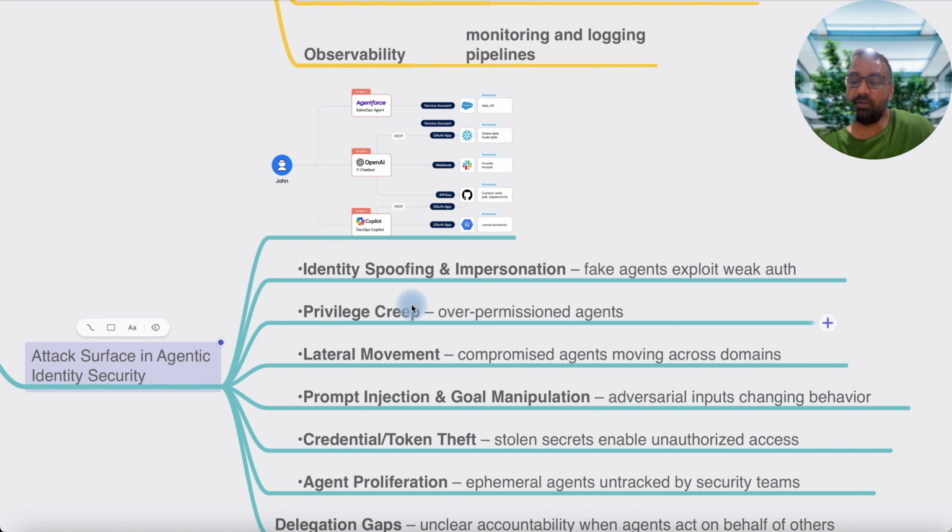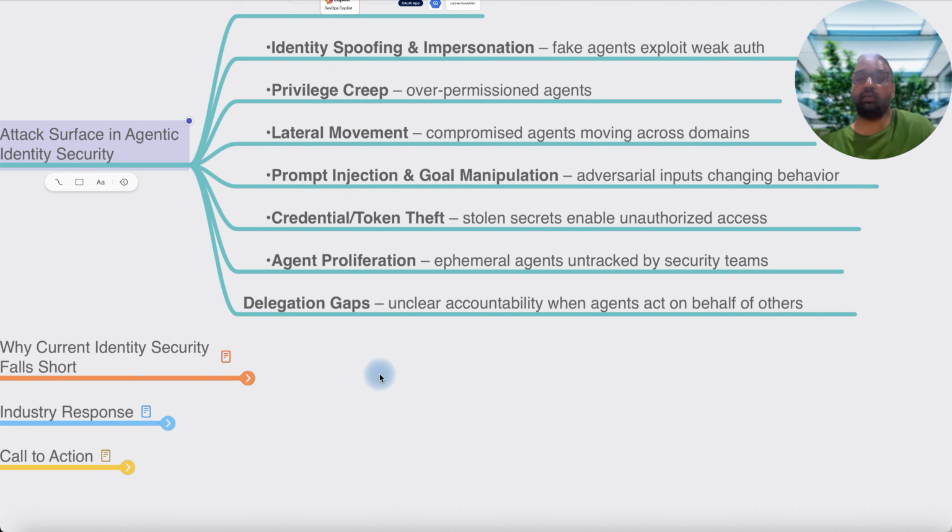Prompt injection and goal manipulation, which is giving adversarial inputs that change the behavior of the agents. Next one could be credential or token theft, which is stealing secrets that enable unauthorized access. Next could be agent proliferation, which is dynamic or ephemeral agents untracked by security teams. And then delegation gap, which is unclear accountability when agents act on behalf of others. So these are the problems that are related to agents.